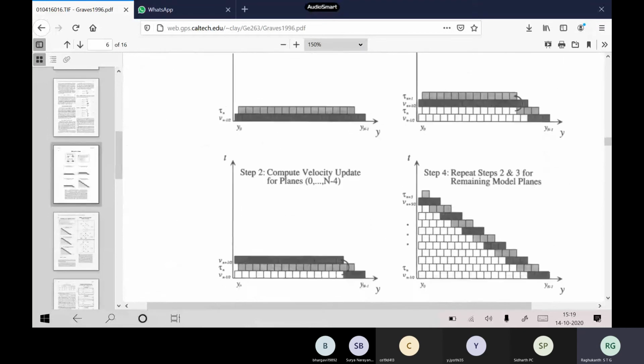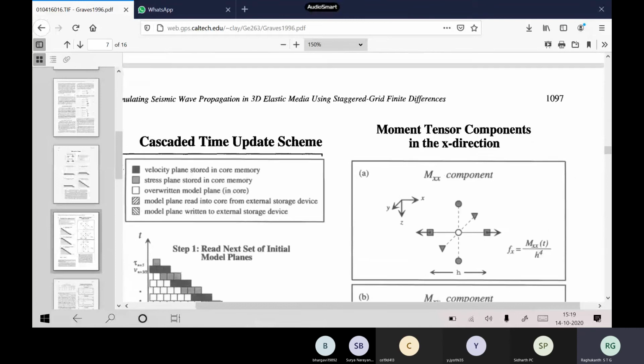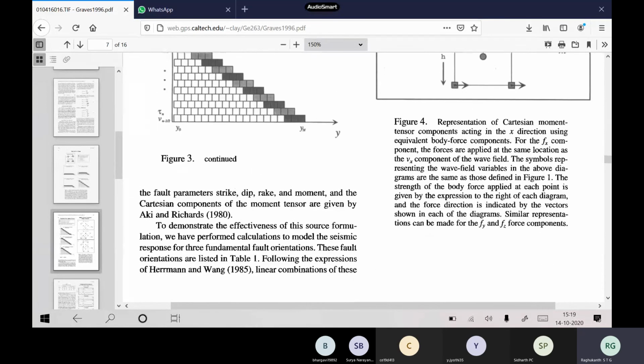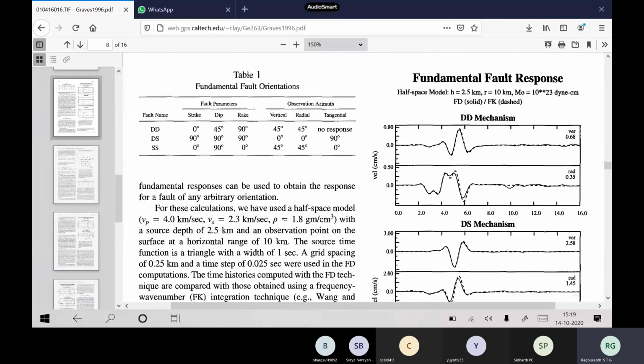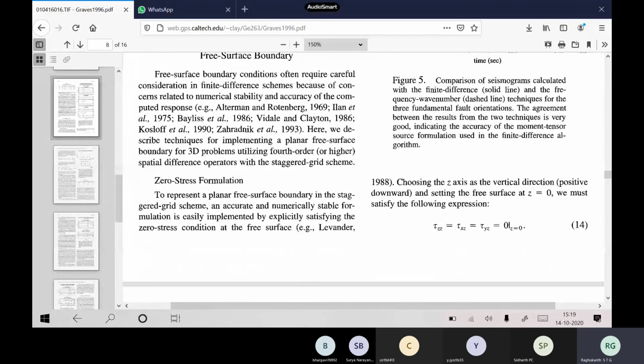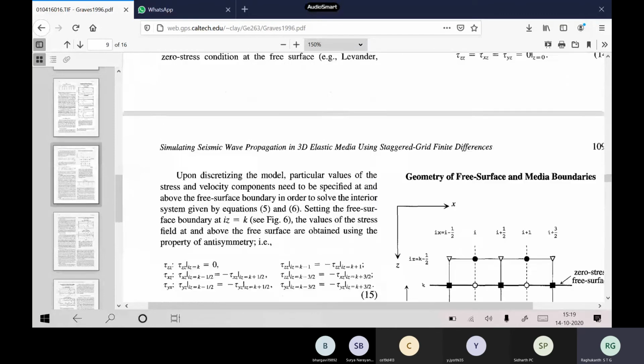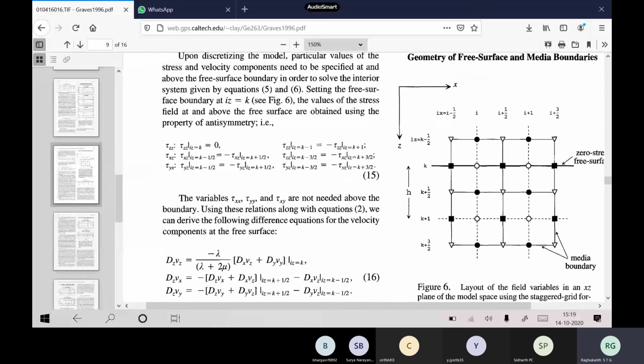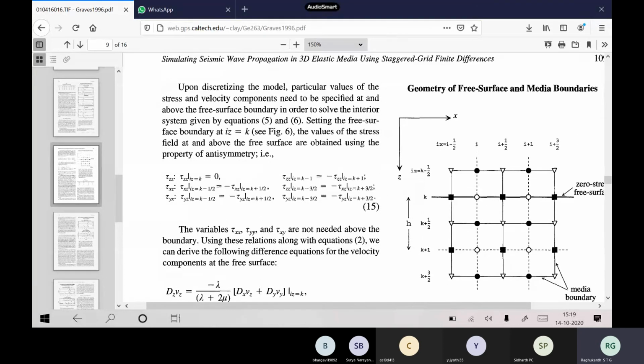Okay, and now he has given all the detailed staggered grid, and finally, what type of boundary condition does he use? Zero stress formulations are there here. All 3 stresses will be 0. Now when the surface is stress free, what did we say? How to represent a free surface? If you want to make stress 0, what do you have to do? You have to consider antisymmetric conditions.